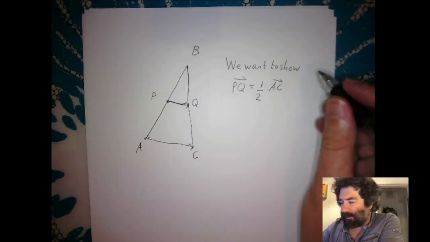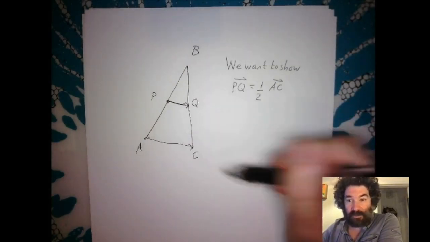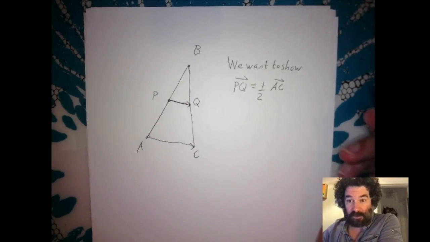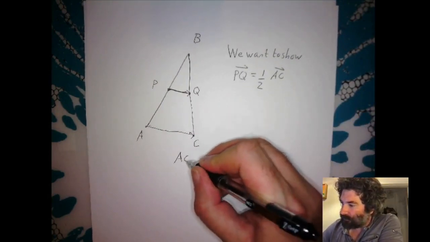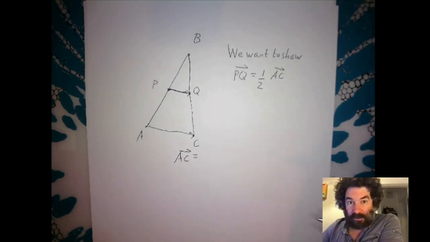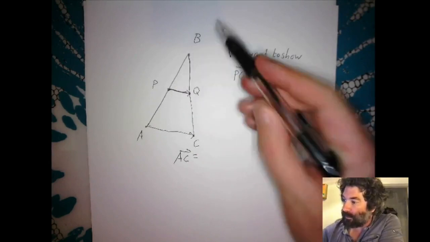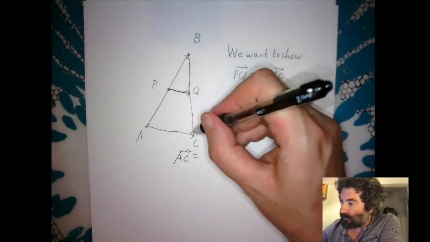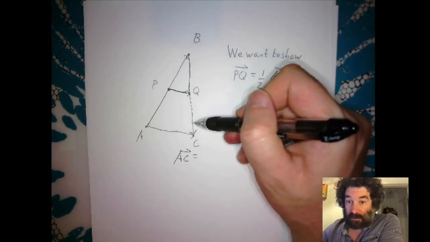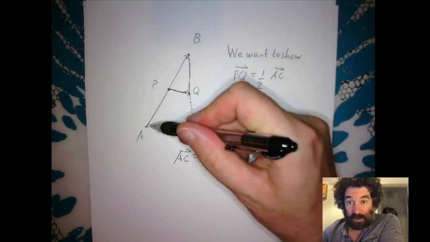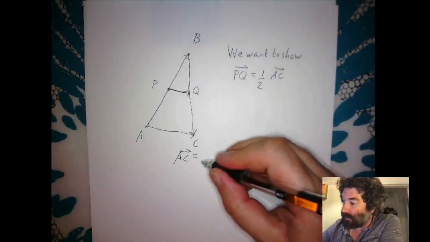So, how are we going to do this? Well, we're going to do it by writing the vector from A to C in 2 different ways. So we'll do this by writing this vector from A to C first as the sum of the vector from A to B plus the vector from B to C. Now this is the triangle rule for the sum of these two vectors. You go from A to B, this vector, plus the vector from B to C, and you get the vector from A to C.